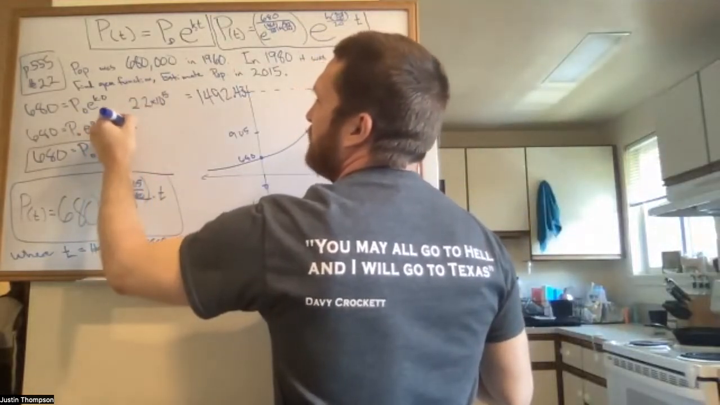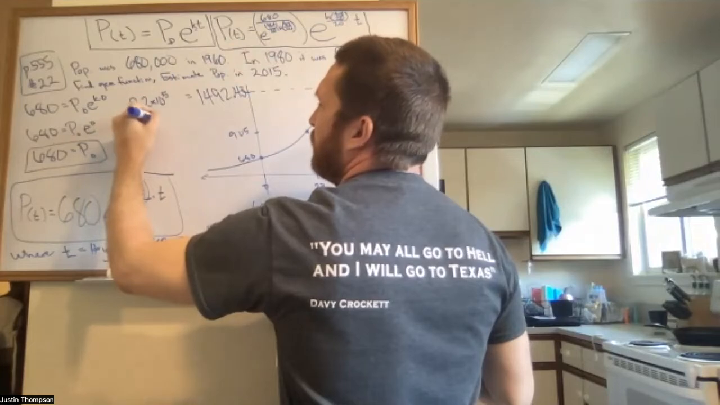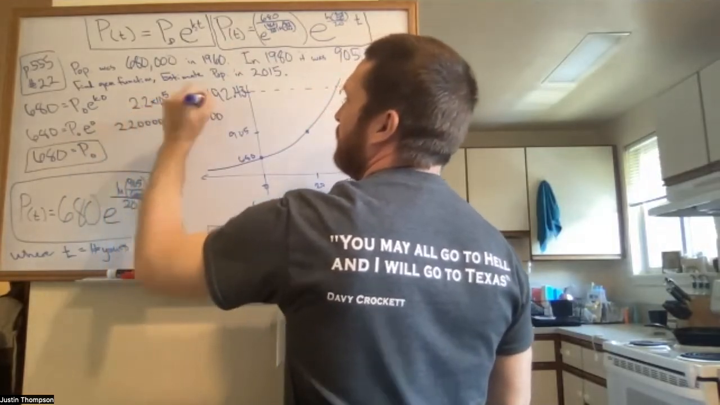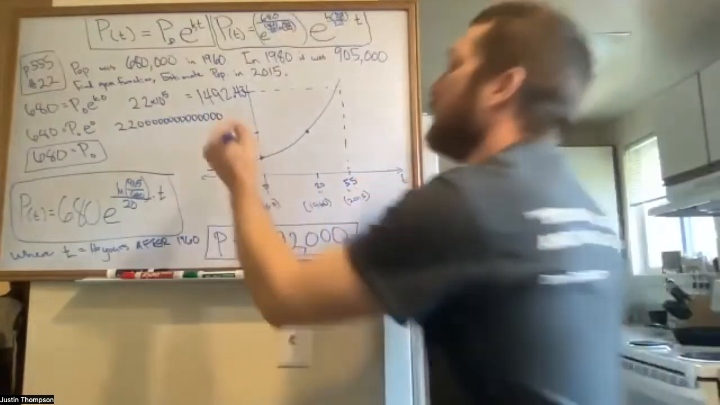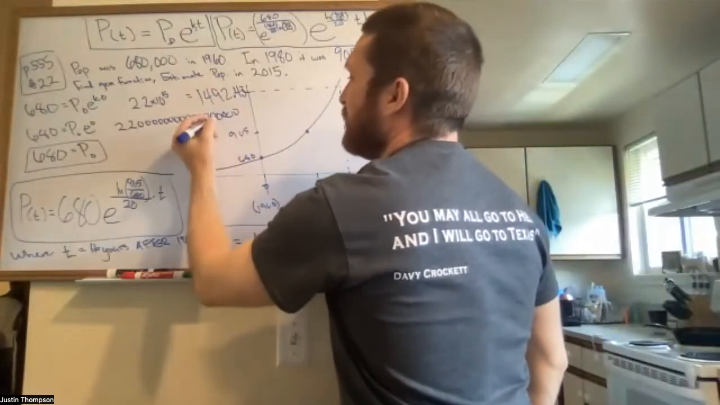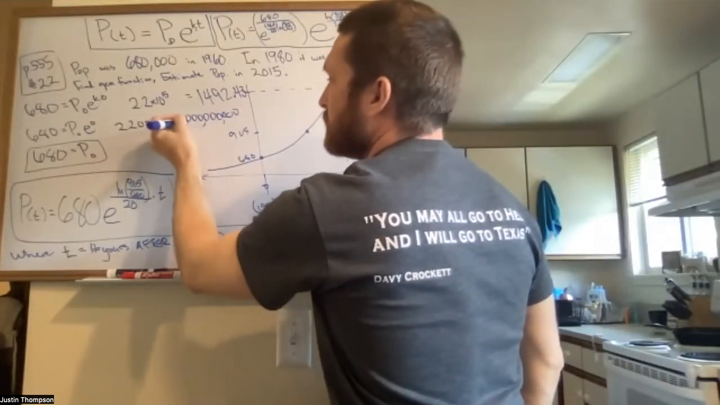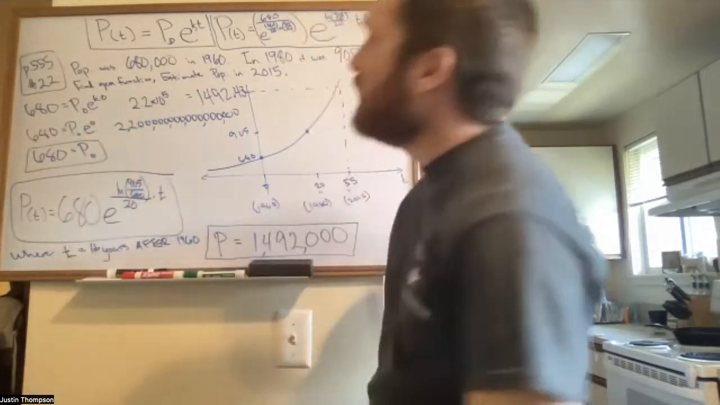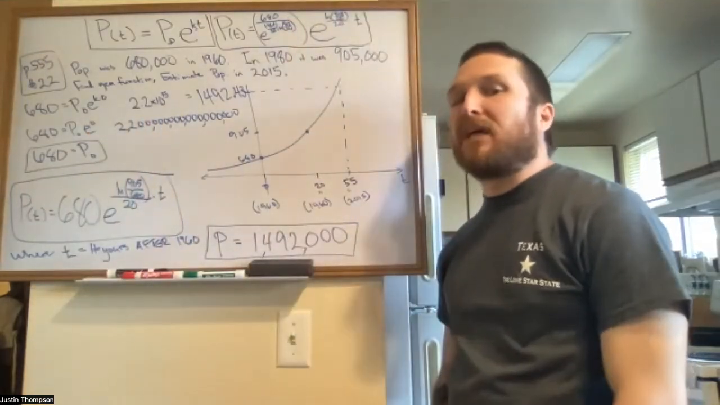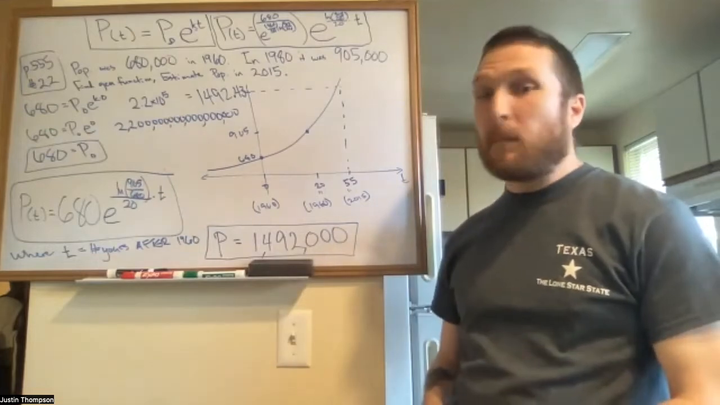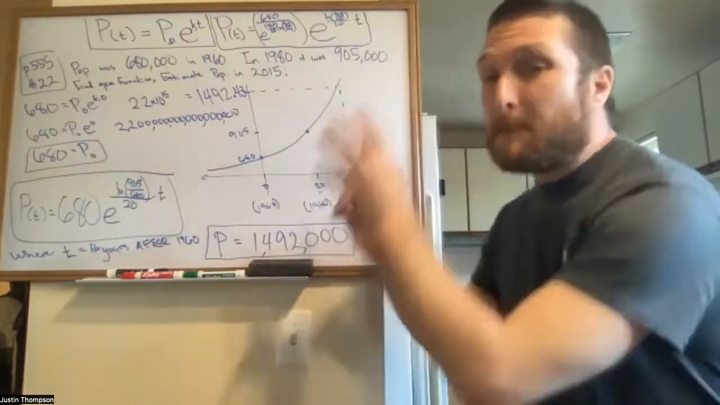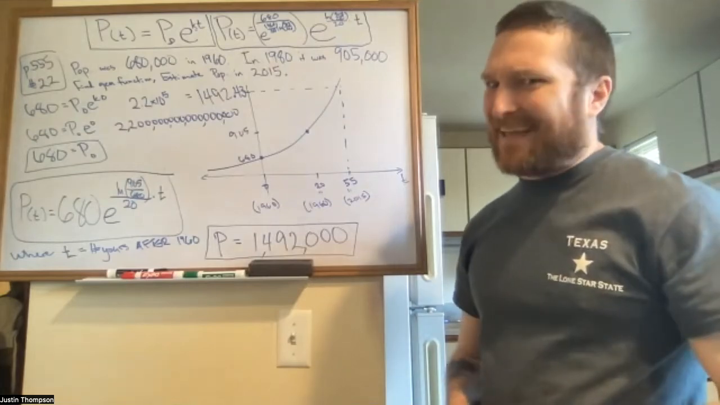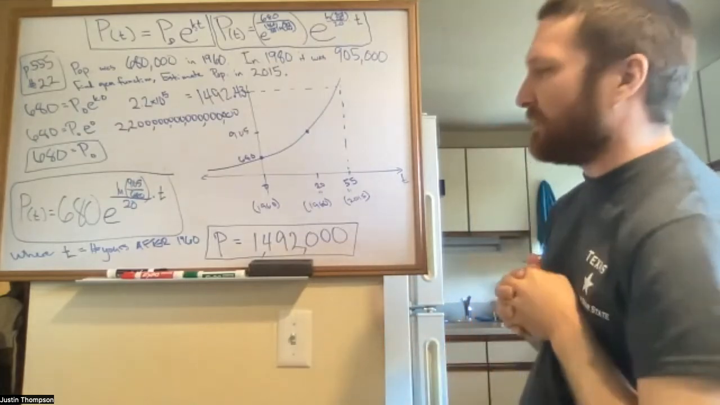So that's 15, that'd be 1, 2, 3, 4, 5, 6, 7, 8, 9, 10, 11, 12, 13, 14, 15. And then you go, oh, I need 3 more zeros. 1, 2, 3. So you say 2.2 billion people, not just 2.2 billion, but 2.2 billion. You should go, wait a second. Whoa. I messed something up here.